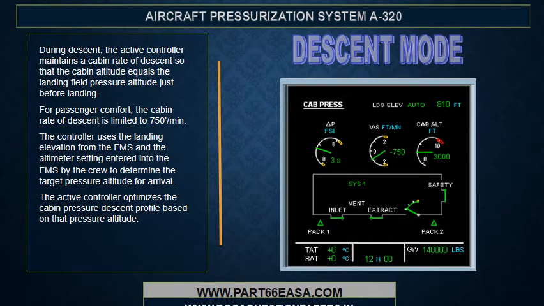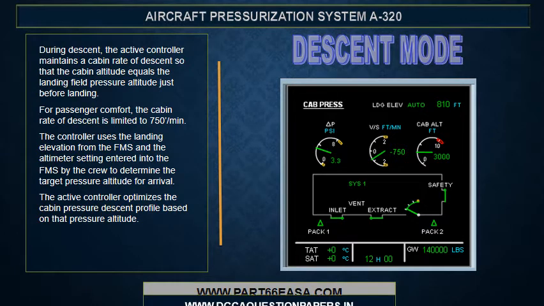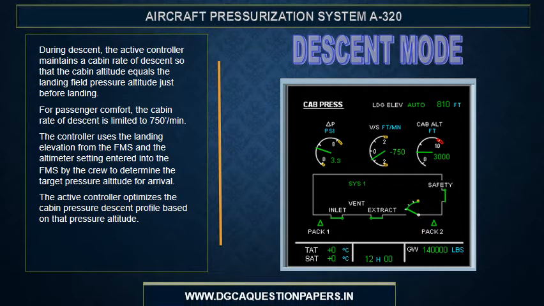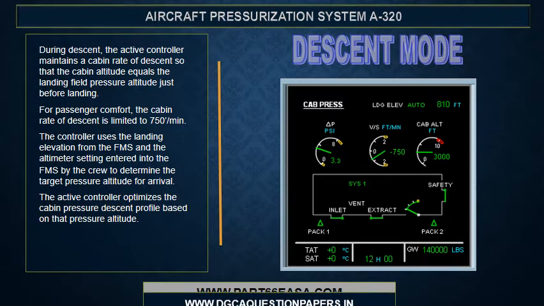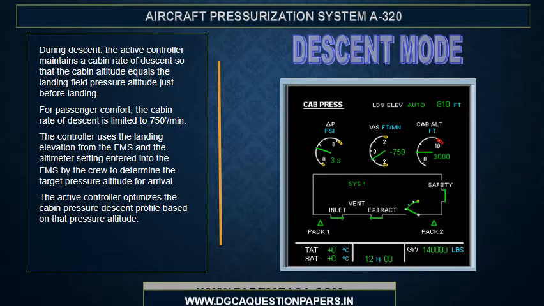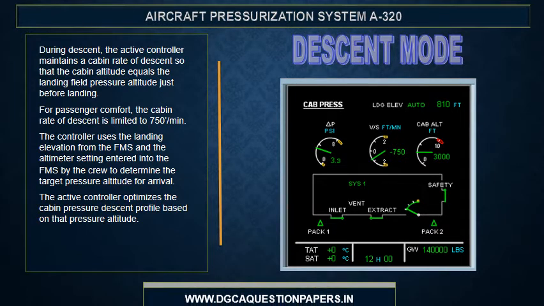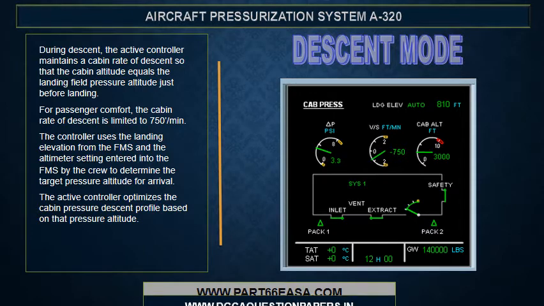During descent, the active controller maintains a cabin rate of descent so that the cabin altitude equals the landing field pressure altitude just before landing. For passenger comfort, the cabin rate of descent is limited to 750 feet per minute. The controller uses the landing elevation from the FMS and the altimeter setting entered into the FMS by the crew to determine the target pressure altitude for arrival. The active controller optimizes the cabin pressure descent profile based on that pressure altitude.